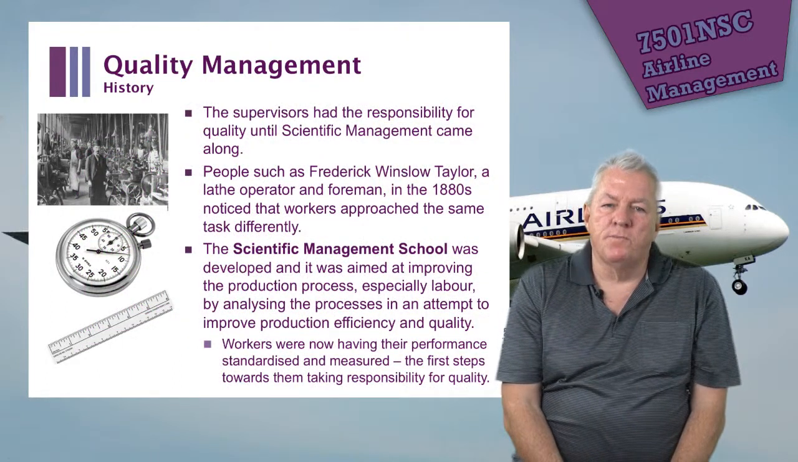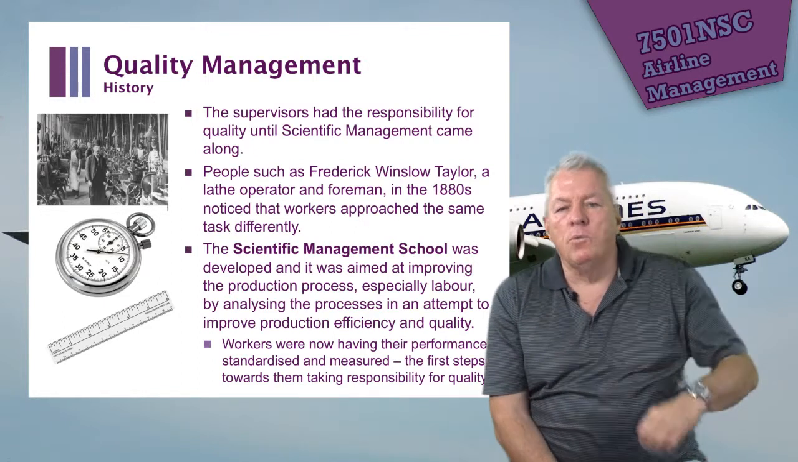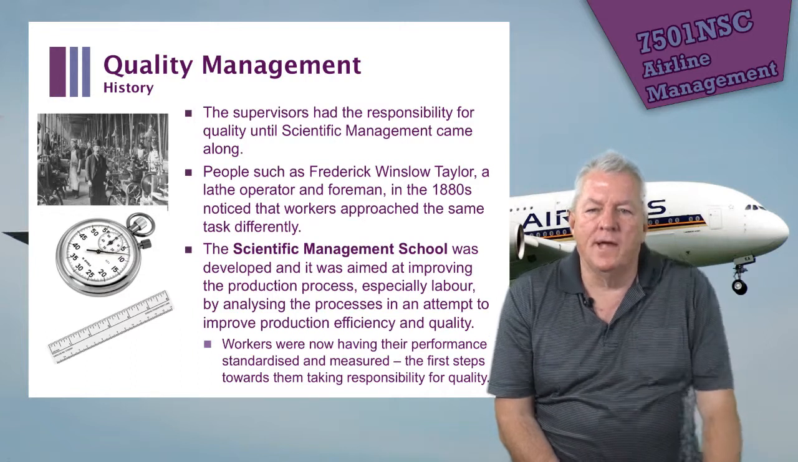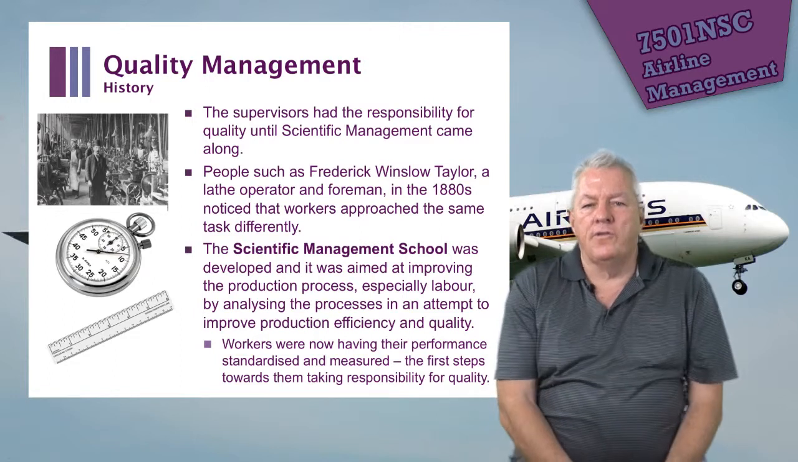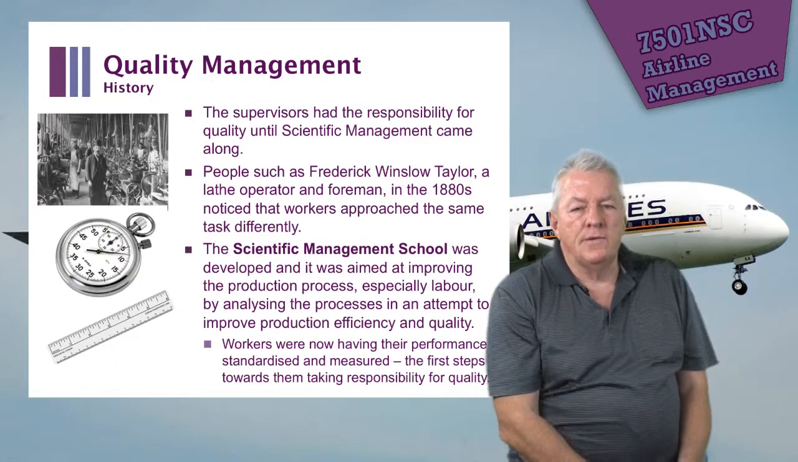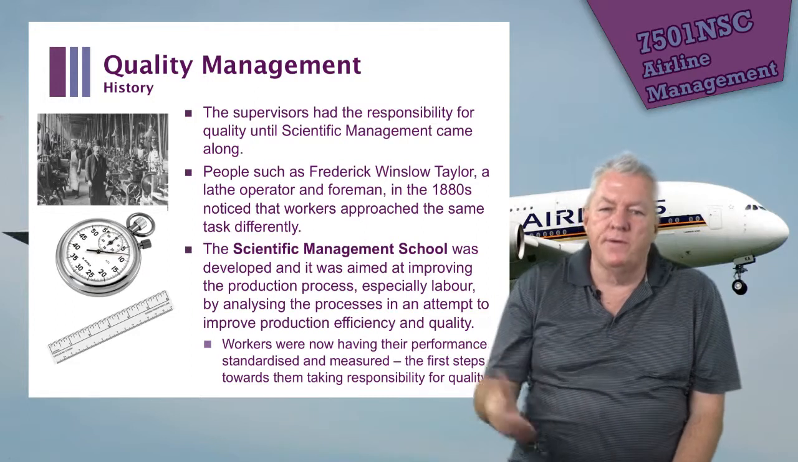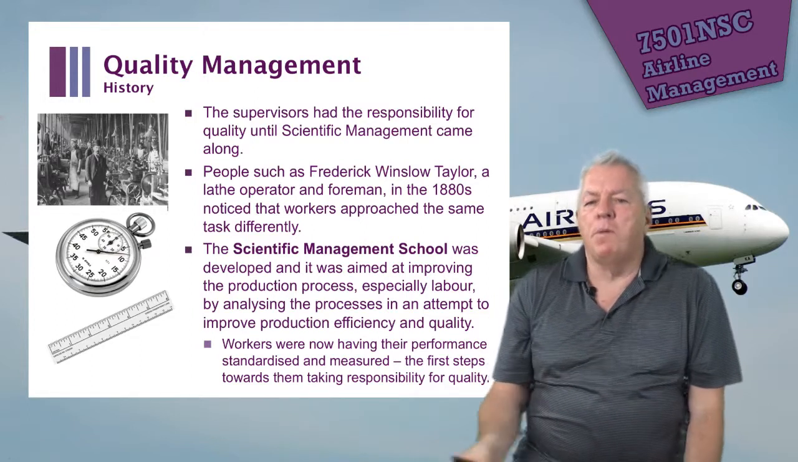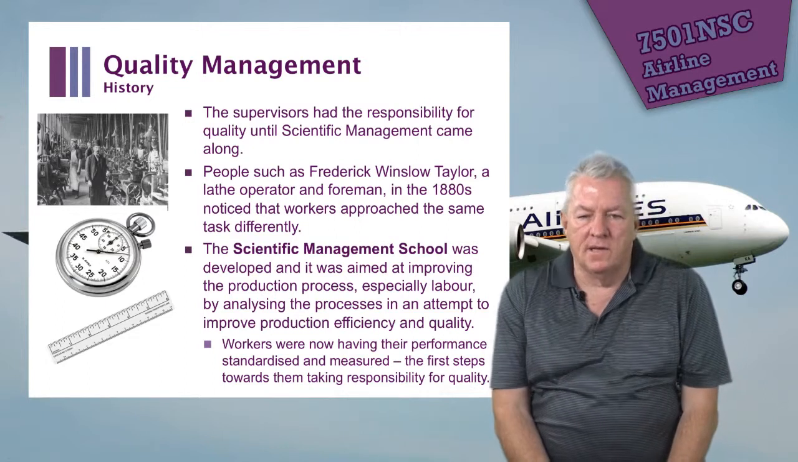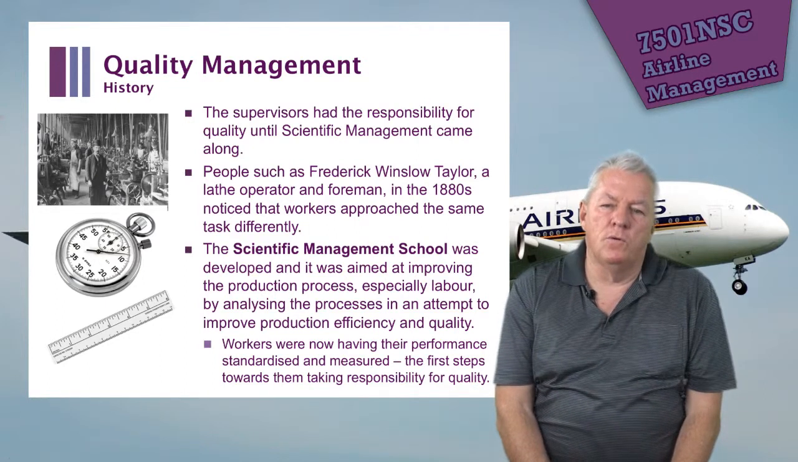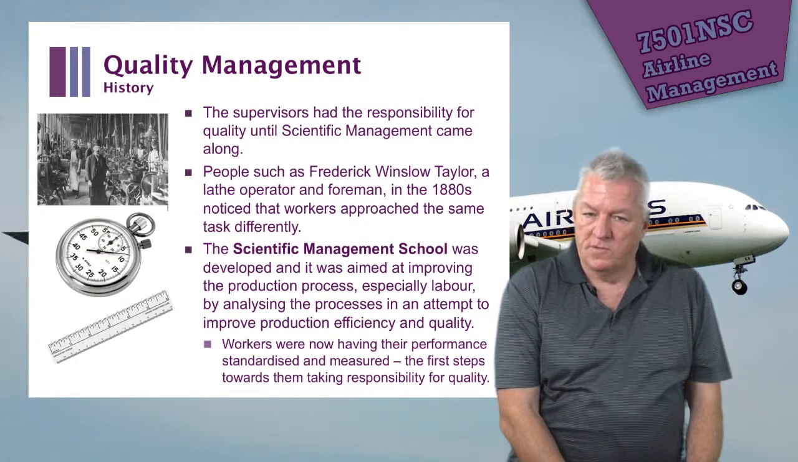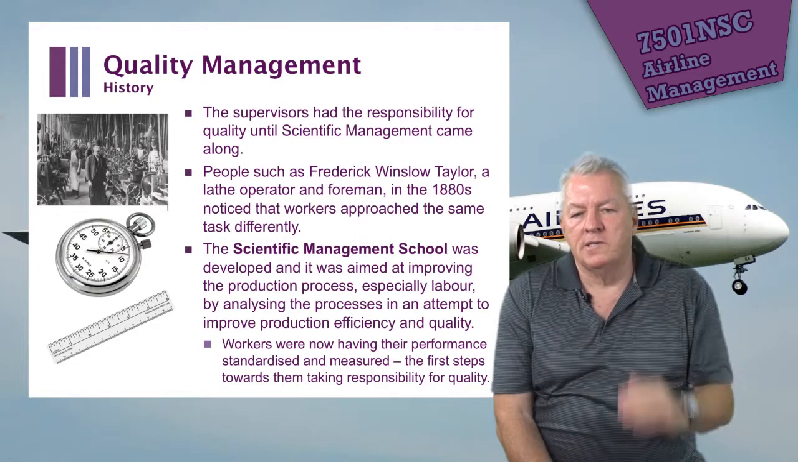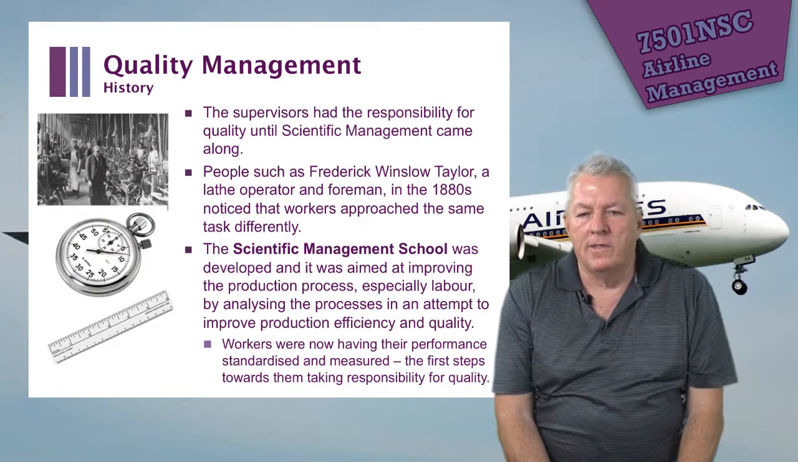The supervisors had the responsibility for quality management until scientific management came along, and the work of Frederick Winslow Taylor. He was a lathe operator and foreman in the 1880s, and he noticed that the workers approached the same task differently. If they were building a wheel, for example, they built it differently. And he said, there must be one best way to build a wheel. So let's work out what that is, and everyone will do it that way. This was called the Scientific Management School, and there are all different aspects of it in the text.